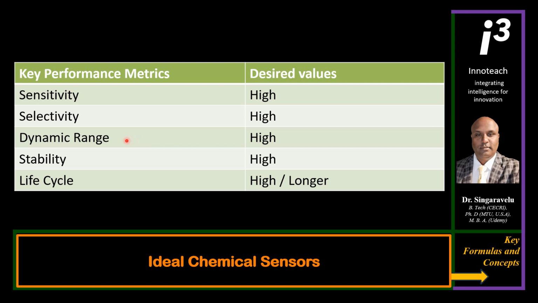Dynamic range, you would like to have a very high dynamic range so that you could detect from the lowest detection limit to the higher concentrations that are required for the sensor operation or where the sensor is going to be deployed. Stability, you want that to be high, and the life cycle, you want that to be a longer period.